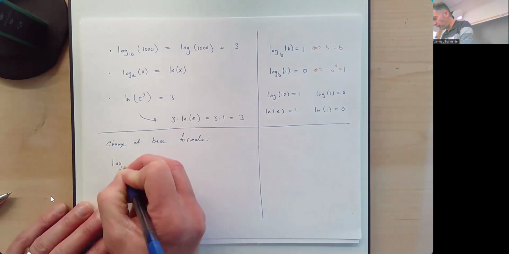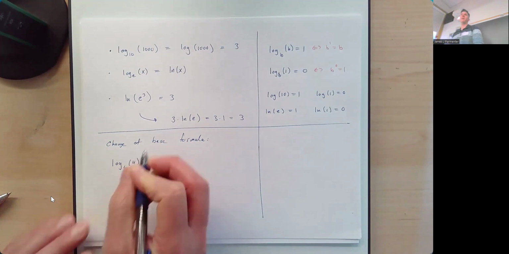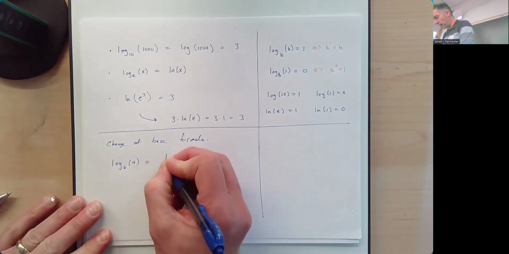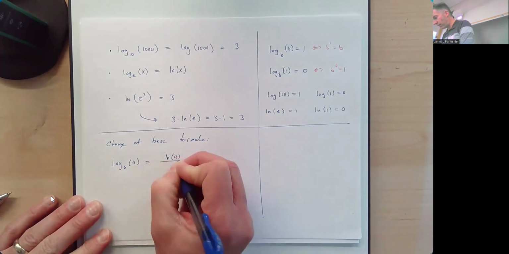If I wanted to find log base 6 of 4, I didn't type that into my calculator because I don't have a log pick-your-base button in my calculator, at least, or it's not easy to find if I have one. Instead, what I actually typed in my calculator was the natural log of 4 divided by the natural log of 6.